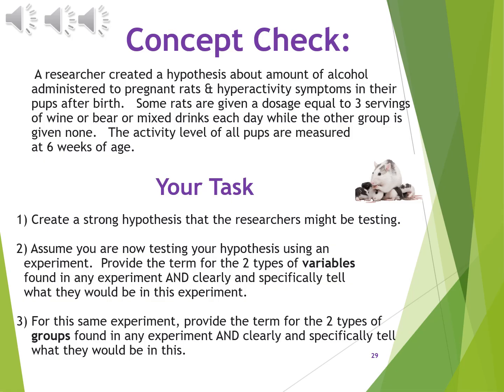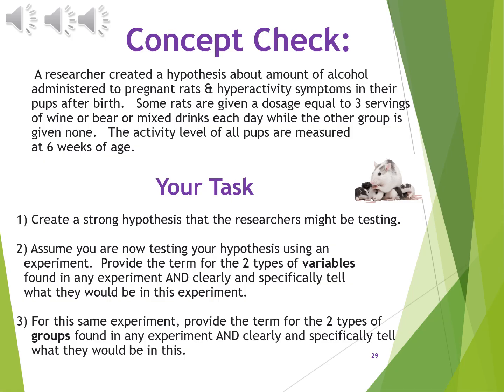So let's consider 3 potential hypotheses. First one, is there a relationship between alcohol consumption by pregnant rats and the activity levels of their offspring? Terrible. It's a question, not a prediction. Consider the next one. Alcohol consumption by pregnant rats will influence the activity levels of the pups. Certainly better, but also still a loser because it's vague. Is it going to increase the activity levels or decrease them? They're opposite. We need to know. We need to be specific.